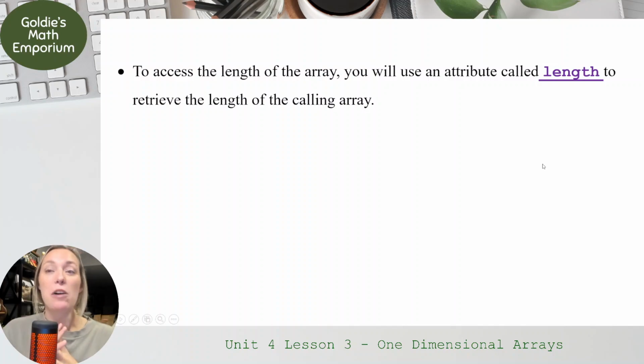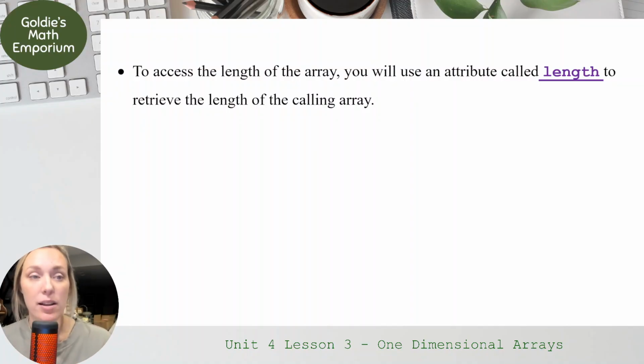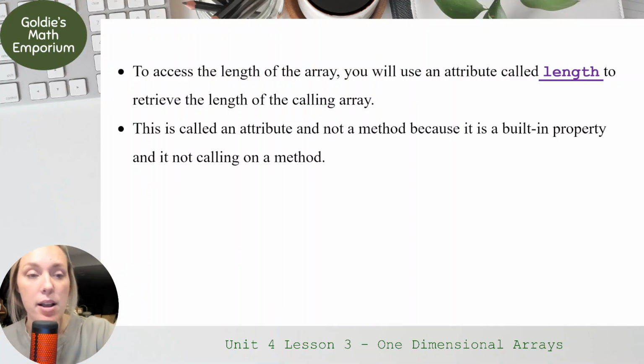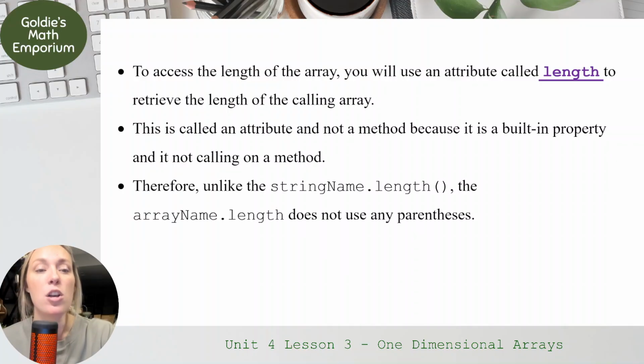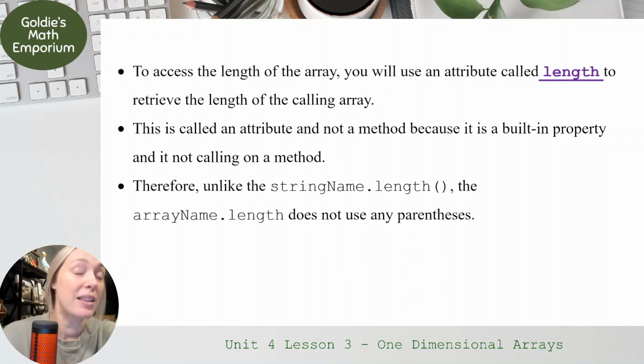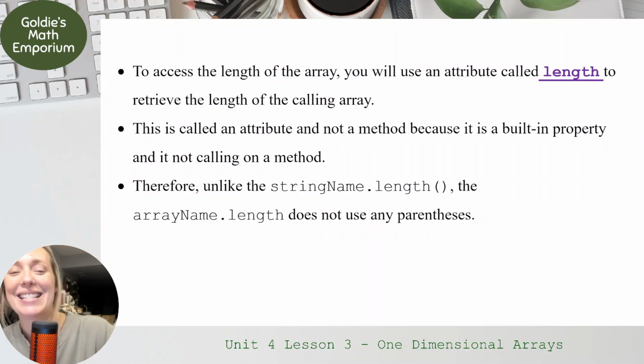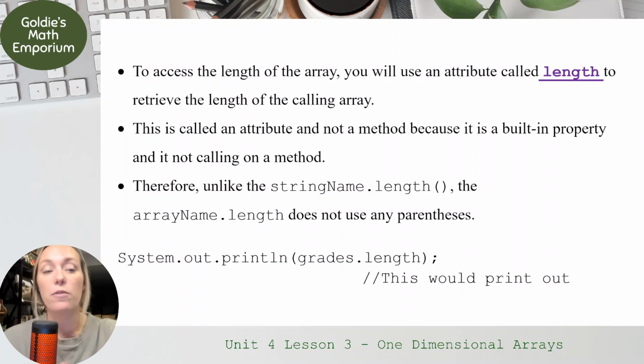All right. Now let's revisit length again. To access the length of an array, we use an attribute called length to retrieve the length of the calling array. Now this is an attribute and not a method. It's a built-in property. It's not a method call, so you're not going to use the parentheses on this. Unlike string name.length, when we had a string and wanted to get how many characters were in that string, that was a method call. But this is array.length. It does not use parentheses. So for example, if I were to print grades.length, this would print out a 5 because there are 5 grades in there.